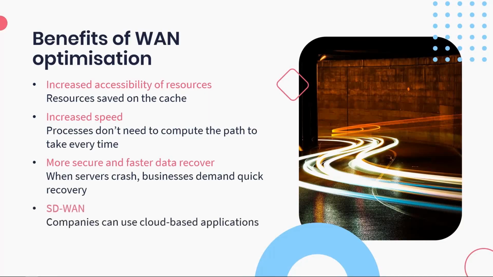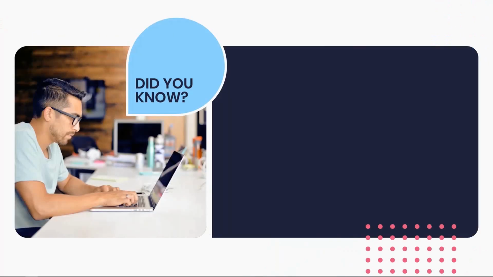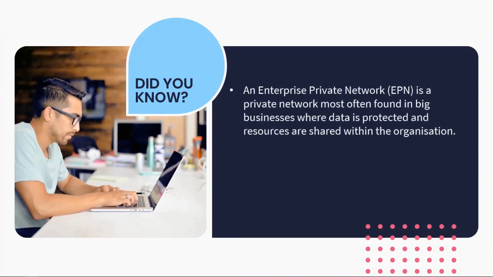SD-WAN. The initial WAN design was restricted to enterprise branch and data center. With the SD-WAN, companies can now adopt cloud-based applications across the globe. As we are discussing different network types, you may not know that you also get various types of private networks. An enterprise private network, EPN, is a private network most often found in big businesses where data is protected and resources are shared within the organization.